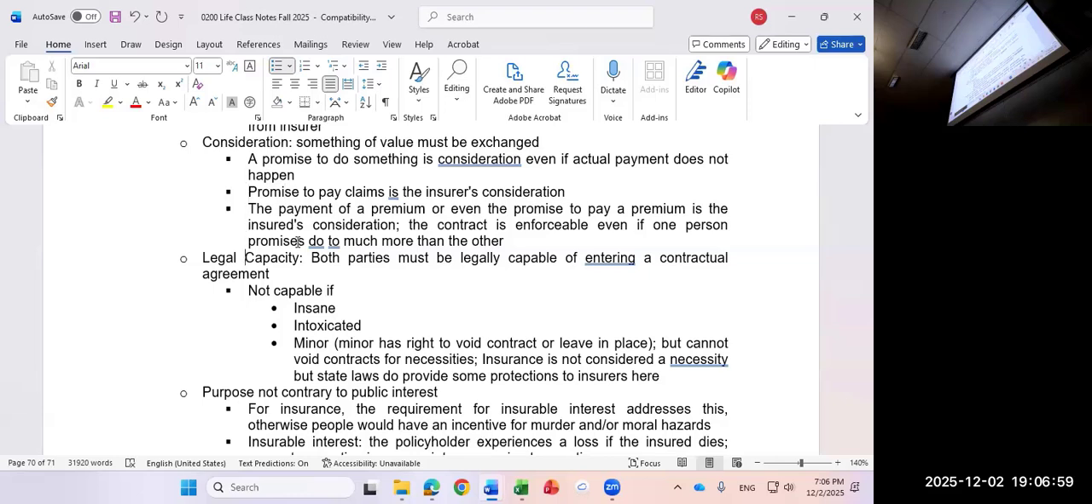You have to have legal capacity. That's kind of what you're talking about, Nathan. I think both parties have to be capable. So minors is a good example. You can't have a contract with a minor.